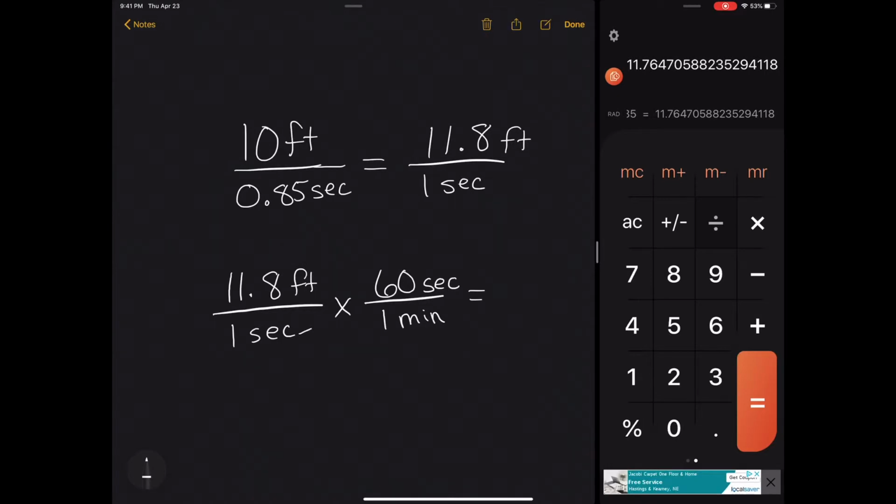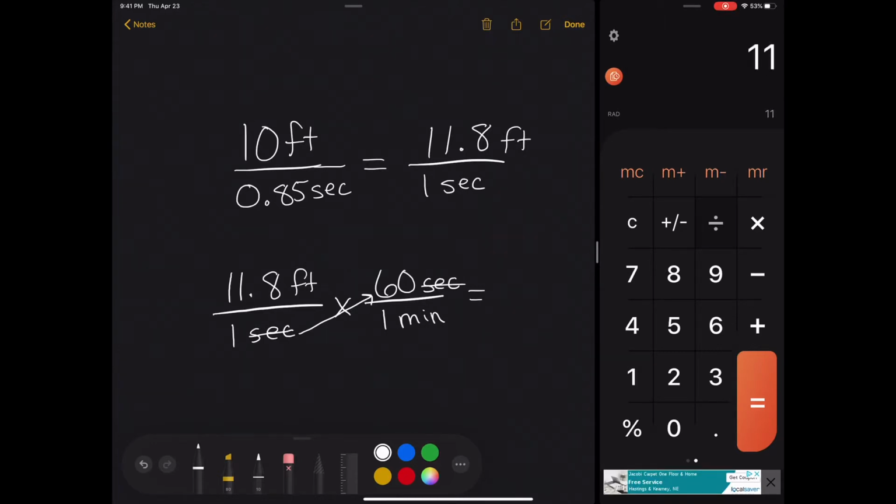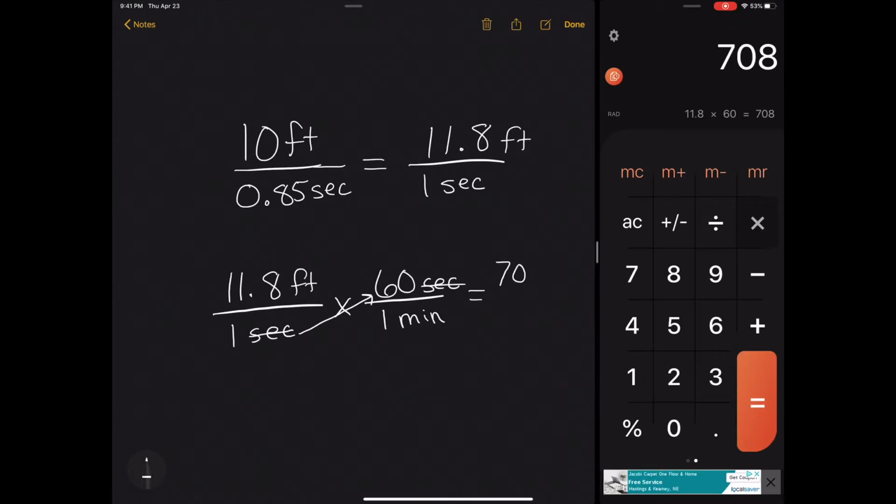Now here's a really cool thing about math. Because these are across from each other, we can actually simplify the labels, which I know might seem like a weird thing, but we can actually get rid of the seconds and turn them into the value of 1. So in order to figure this out, we're going to take 11 and 8/10 times 60 and get 708 feet, this is still our label right here, per 1 minute, because this is still our label right there.